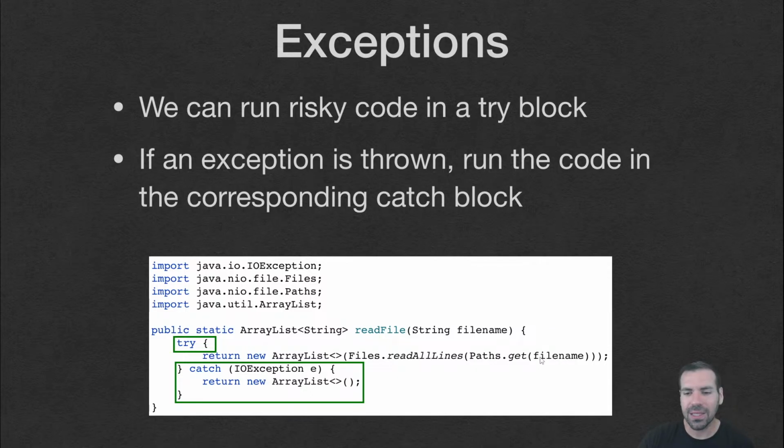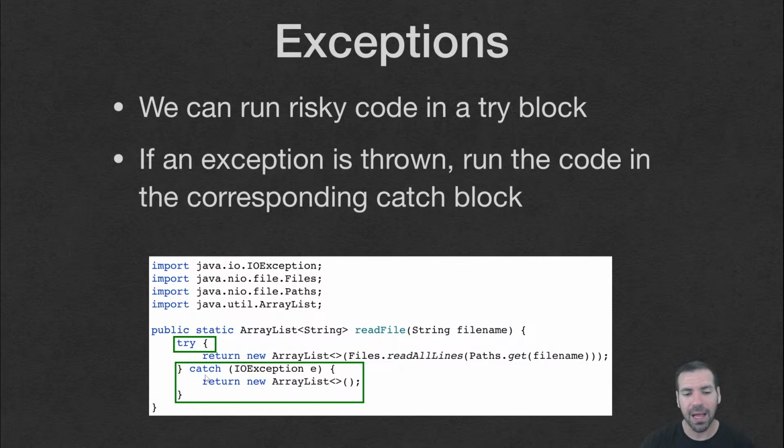So if the file doesn't exist when this code executes, we're going to get an IO exception thrown. That's what this code is going to throw if the file doesn't exist, an IO exception that says file not found or whatever. So if an IO exception is thrown, we stop everything that's happening in the try block. As soon as the exception is thrown, everything comes to a grinding halt.